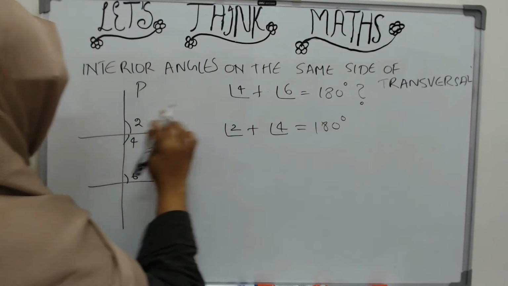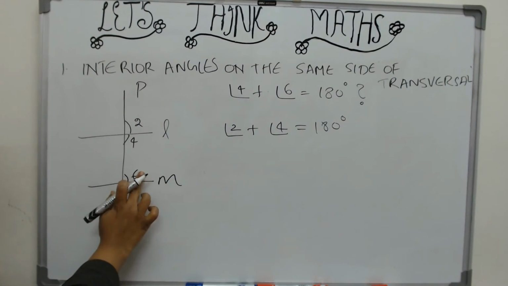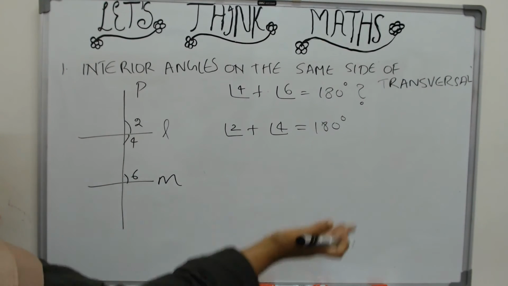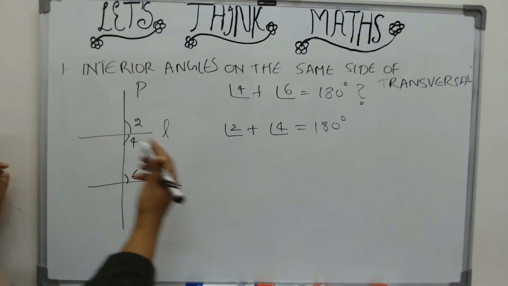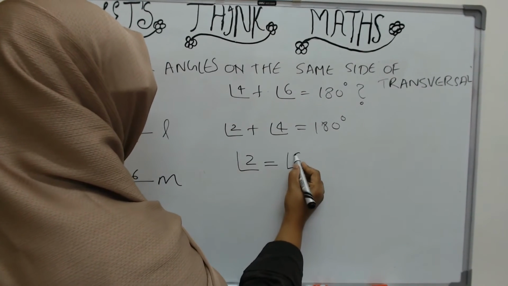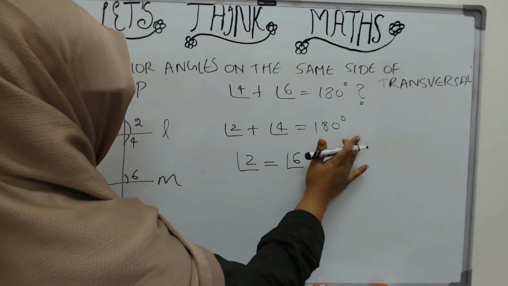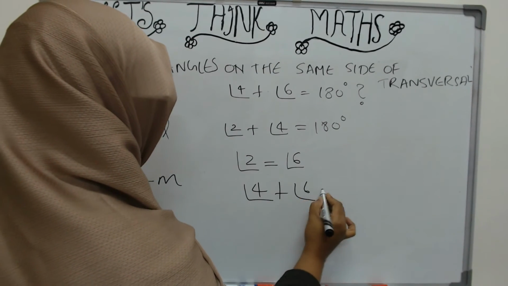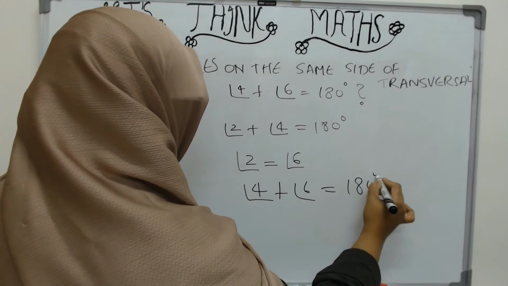But then, what is angle 2 and what is angle 6? How are they related? They are the corresponding angles, and we just learned that the corresponding angles are always equal. So 2 is equal to 6, but 2 plus 4 is 180. Therefore 4 plus 6 is equal to 180.